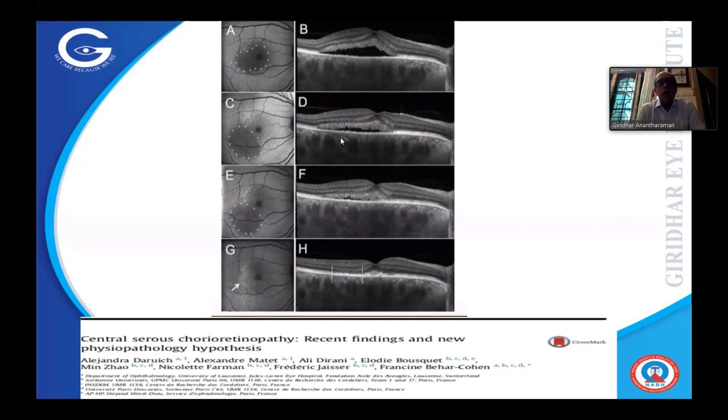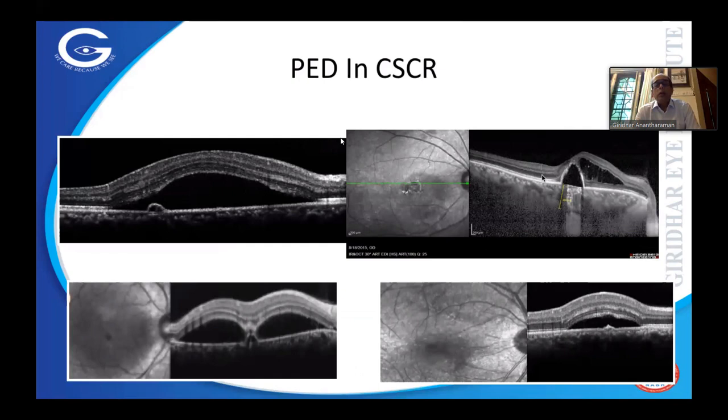Pigment epithelial detachments are seen in about 50 to 100% of patients with central serous chorioretinopathy. In the good old days, we were taught that a small serous PED is often seen in a CSCR. But today, we know that we can even get large PEDs like this, what we are seeing here, in patients with central serous chorioretinopathy. And again, in chronic central serous chorioretinopathy, you will see that the pigment epithelium becomes a little atrophic, as you can see here. Therefore, presence of a large serous PED does not necessarily mean it is not CSCR. And we do see patients with a large serous PED in CSCR.